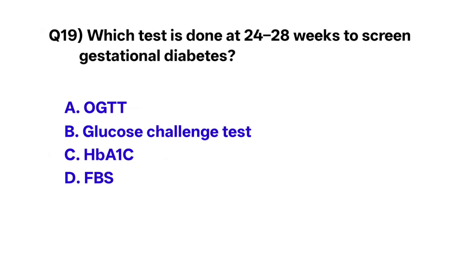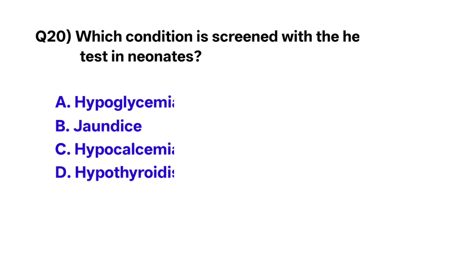Question number 19. Which test is done at 24 to 28 weeks to screen gestational diabetes? The correct option is B. Glucose challenge test. Question number 20. Which condition is screened with the heel prick test in neonates? The correct option is D. Hypothyroidism.